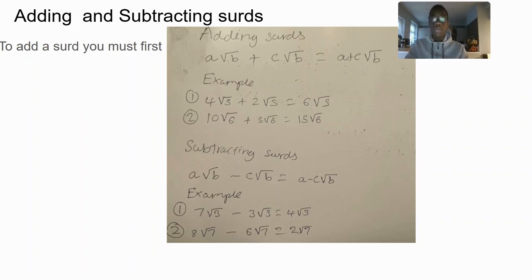Hello and welcome to part 2 of Surds Made Simple. This is adding and subtracting surds. Adding and subtracting surds is probably the easiest part of surds, and I'm just going to take you through it.